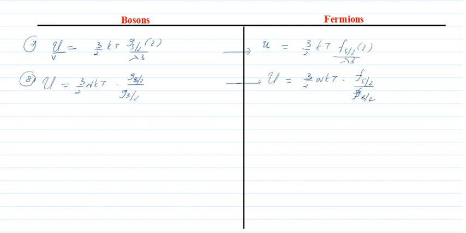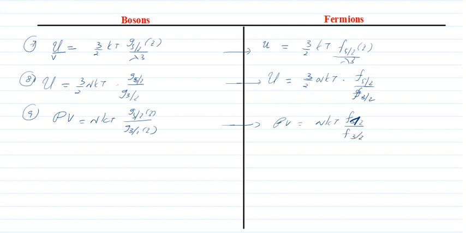Right. Similarly we got, okay, PV is equal to NKT. We could prove this one there. PV equals NKT g_{5/2}(z) divided by g_{3/2}(z). In the same manner here you will be getting PV is equal to NKT, instead of g it is f_{5/2} divided by f_{3/2}.